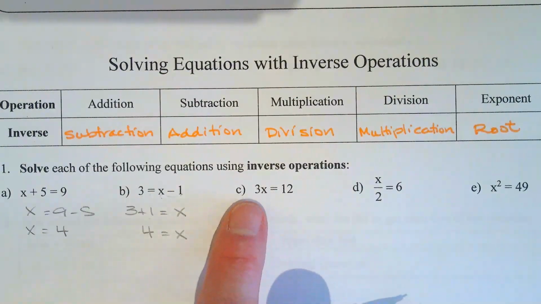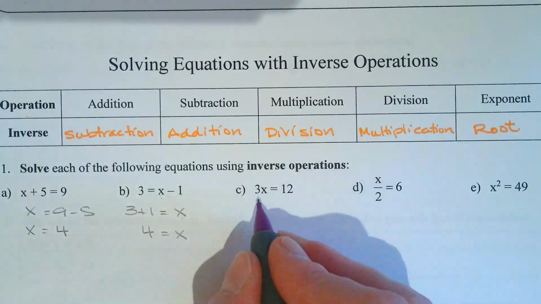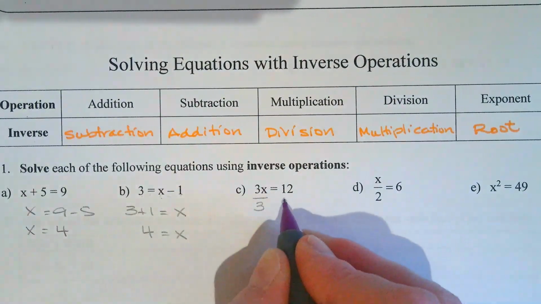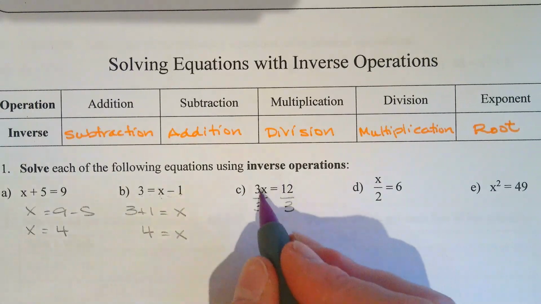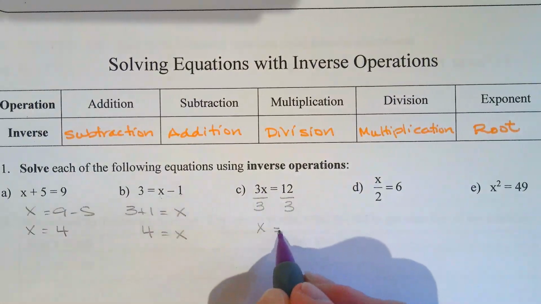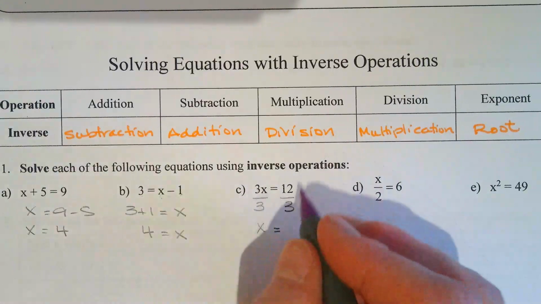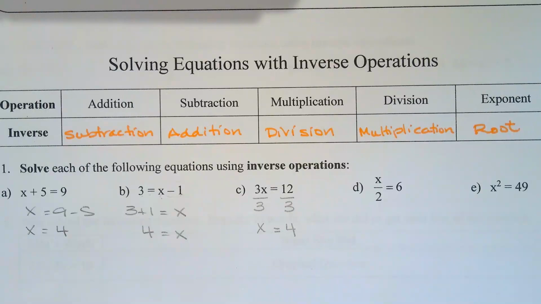So I'm going to do 3 plus 1, and I also get 4. In this case, I have 3 times x is equal to 12, but I want to know the value of 1x. So I'm going to divide this side by 3, and I'm also going to divide this side by 3. 3 divided by 3 is 1, so it's going to tell me the value of 1x. And then I will do 12 divided by 3, and I get 4.